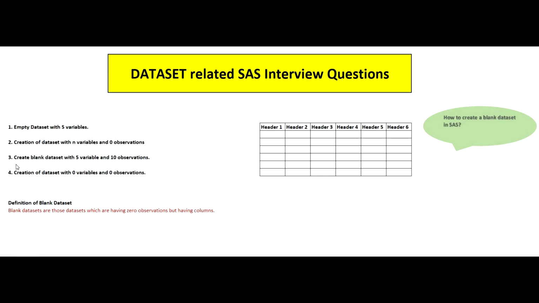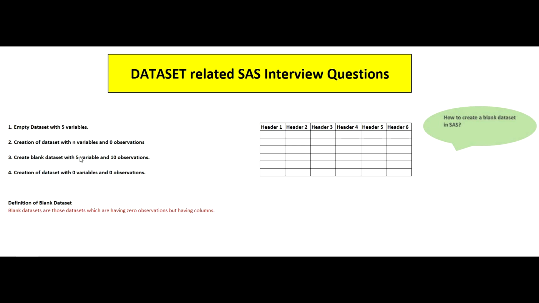Then our third question is about the creation of a blank data set with 5 variables and 10 observations. In this question, we are going to see output where we will be able to see the 5 variable names and the 10 observations, but there will be no data in it. Now the fourth question is about the creation of a data set with 0 variables and 0 observations. All these interview question solutions we are going to see in the later part of the video.